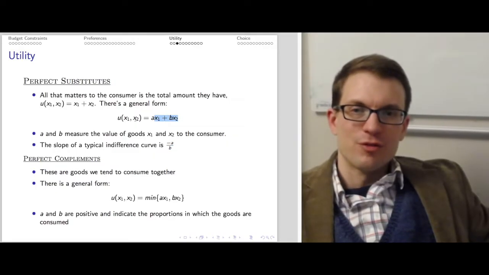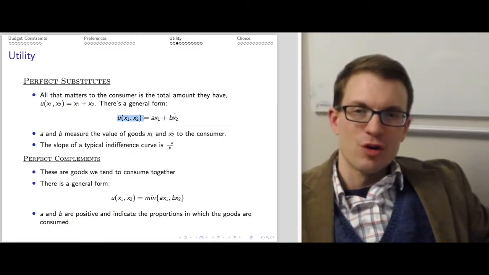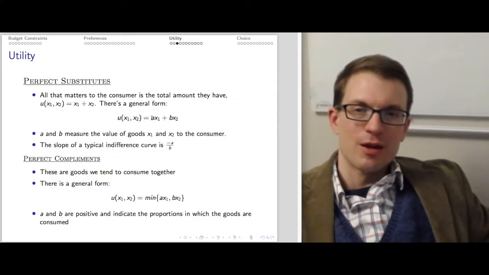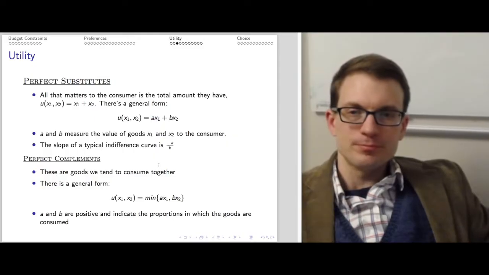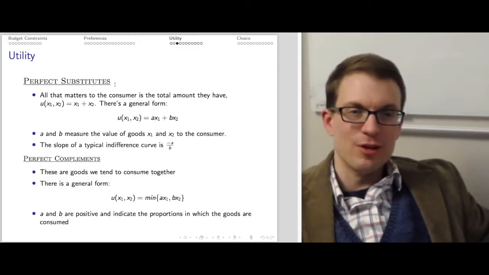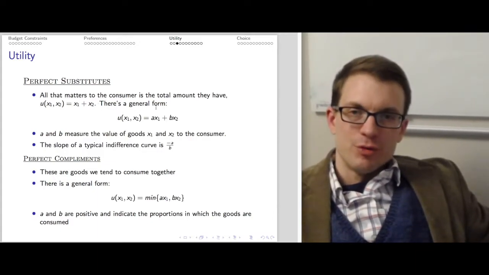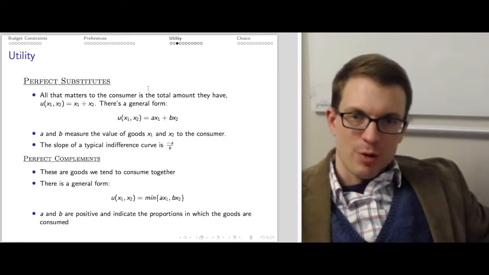You could think of this for a given utility level: we'd solve this for x2, and we're going to get minus A over B. These are going to be downward sloping straight lines. We can represent this utility function with the same indifference curves that we'd seen previously as our perfect substitutes.